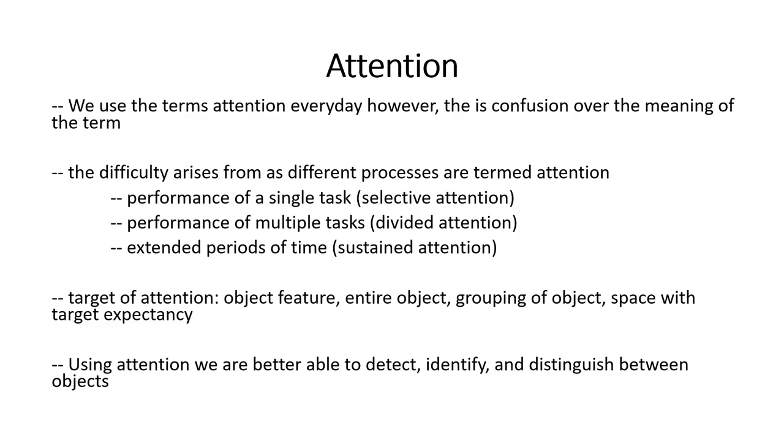Now, the target of attention is always an object feature. It could be an entire object, it could be a group of objects, or it could be a space with target expectancy. So, when I say pay attention, I am referring to either some particular feature of an object, as in pay attention to the upper part of a cup or the lower part of a cup. An entire object: pay attention to the clock. Grouping of objects: pay attention to the bunch of trees and not to the background. Group of objects and space with target expectancy: pay attention to the display, because that is where the warning would come.